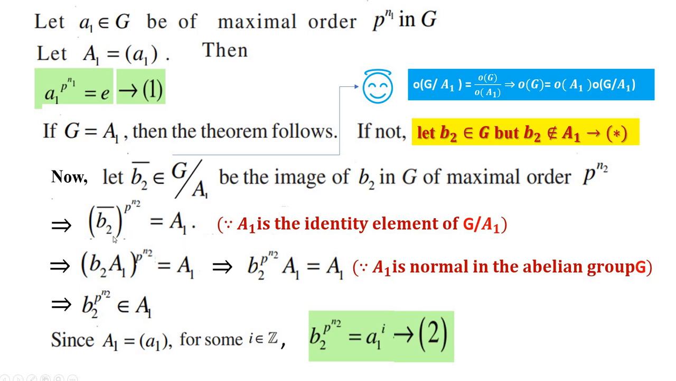and let it be of maximal order p power n2. That in turn is interpreted as: b2 bar power p power n2 is A1, and this is because A1 is the identity element of G mod A1. Now because A1 is a normal subgroup of G, which is an abelian group, this p power n2 goes inside, so we have this. And using the result xH equals H if and only if x belongs to H, we have b2 power p power n2 belonging to A1. Now since A1 is generated by a1, for some i in Z, we have b2 raised to p power n2 to be a1 power i. Name this as equation 2.